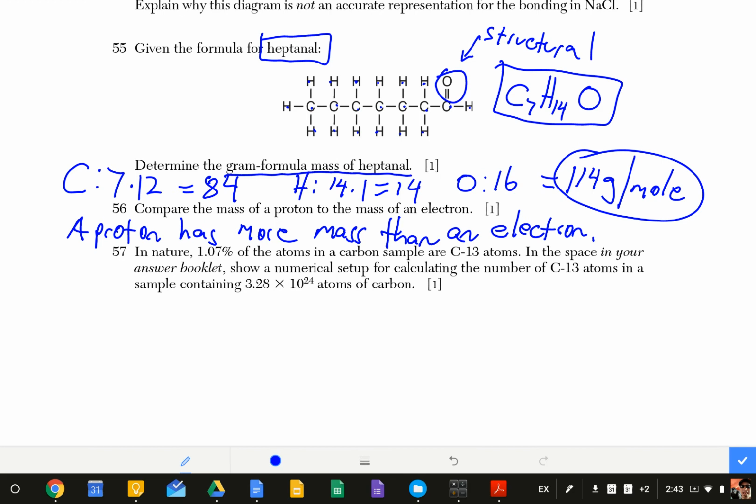All right. And let's do one more. Number 57 says, in nature, 1.07% of the atoms in a carbon sample are carbon-13 atoms, which means that out of all the atoms in a sample of carbon, you're going to have a couple that are the carbon-13 isotope, meaning they have 6 protons and 7 neutrons, and that adds up to 13.